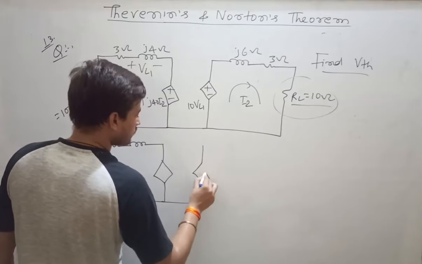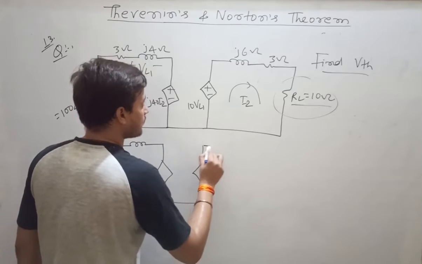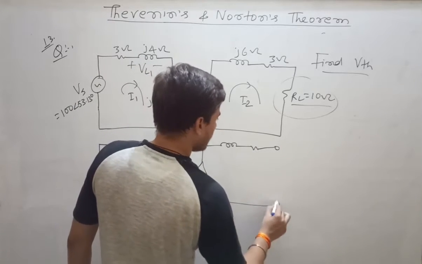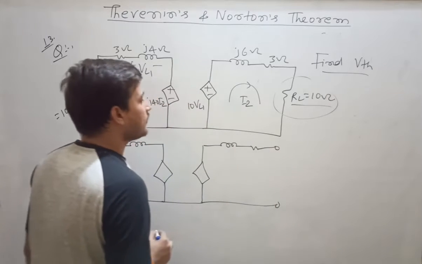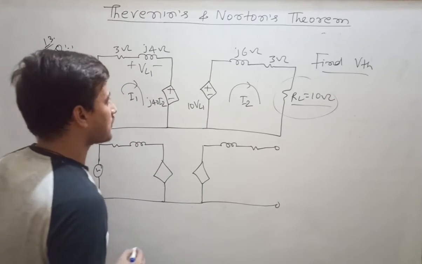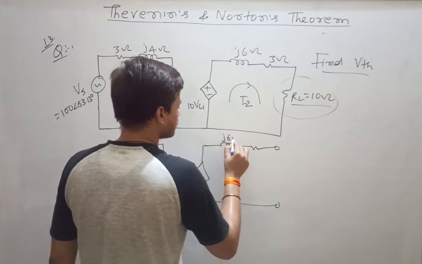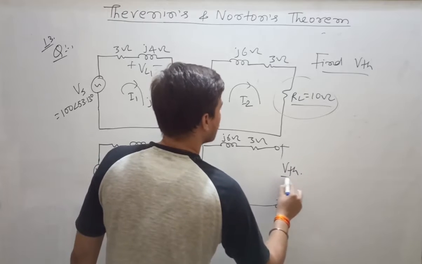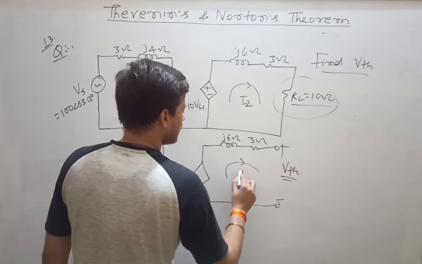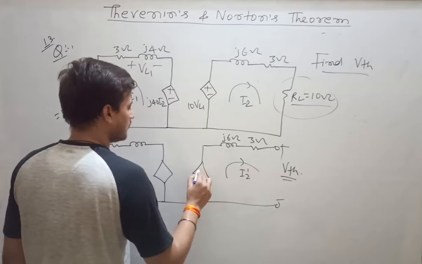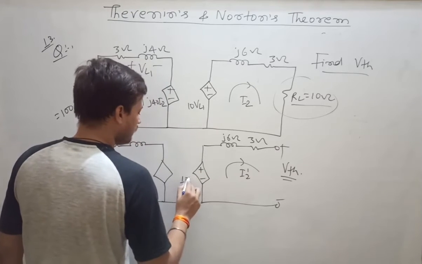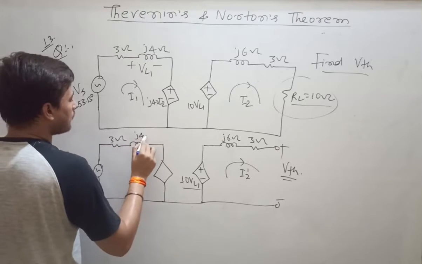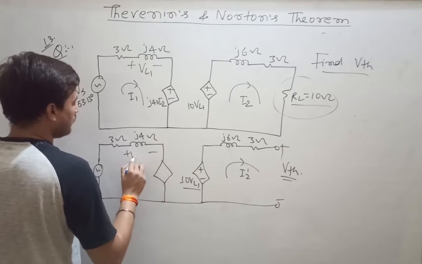Don't get confused if a complex network is given. Even if the network is complex, it is very easy to find Thevenin's voltage or Thevenin's resistance. Here j6 ohm, 3 ohm. This will be plus minus VTH, the open circuited load terminal. Now this current will be I2 dash, plus minus 10 VL1. Here it is 3 ohm, j4 ohm, plus minus VL1 dash.